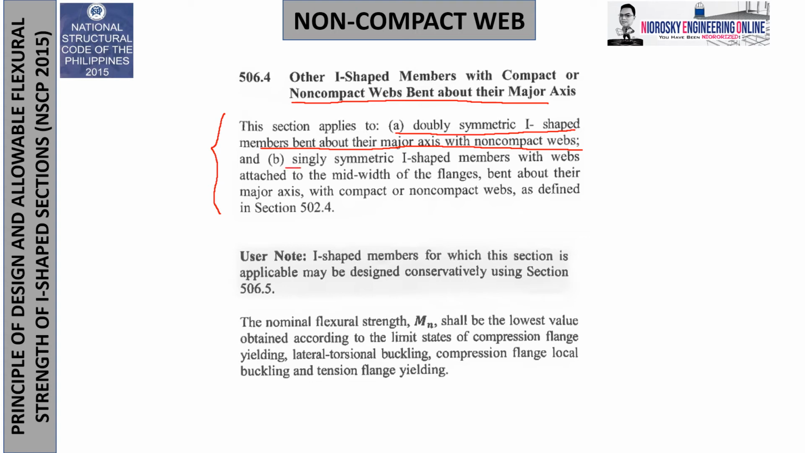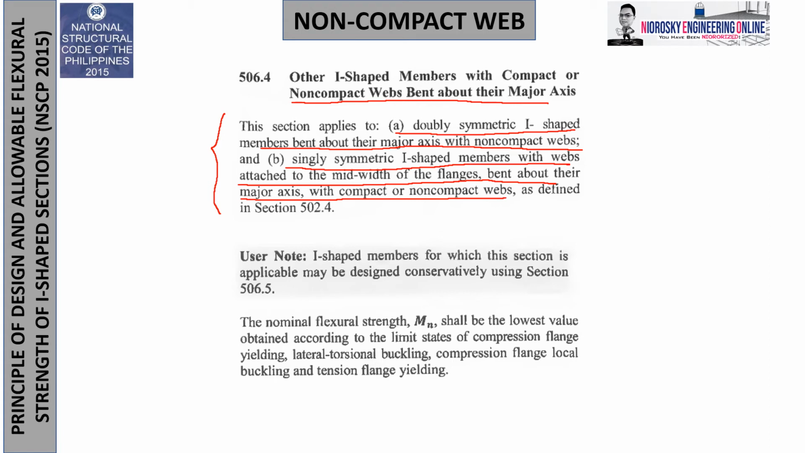Also, in a singly symmetric I-shape, so alam na natin kung ano ibig sabihin ng singly symmetric. So, one-sided symmetry or monosymmetric ang tawag. That is the members with webs attached to the mid-width of the flange. Ibig sabihin, nagkakaroon ng special attachment and then bent about their major axis with compact or non-compact webs. It's either one of the two.